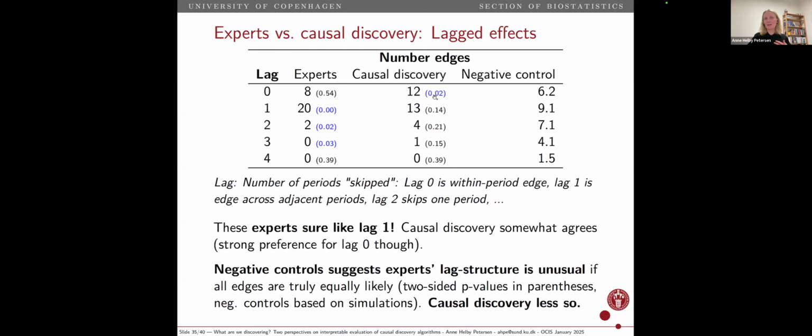It has significantly too many lag 0 edges, but the rest of it is not different from negative control. So it seems like our experts have a distinct preference for lags of size 1 and too few of size 2 and 3. And maybe that can give us some insights into what kind of preconceptions are included in how the experts operate.